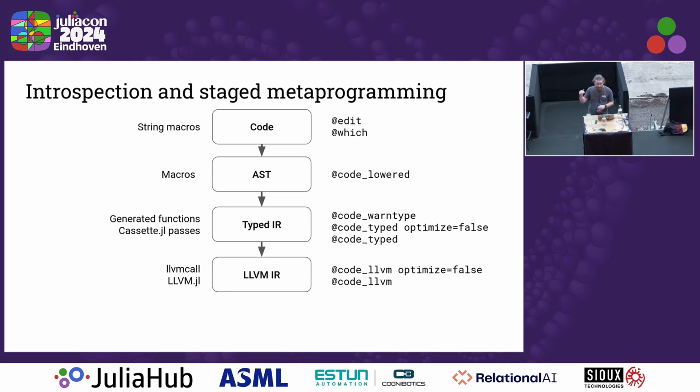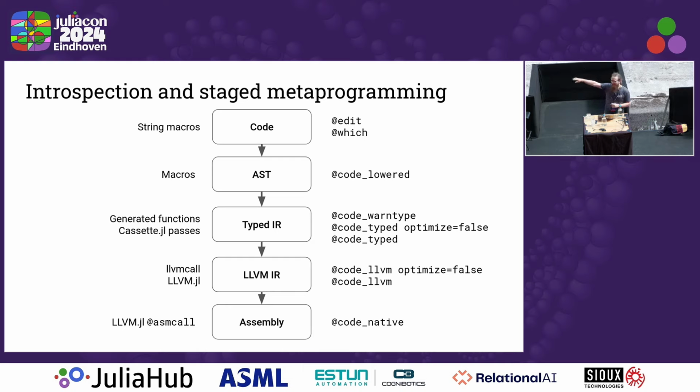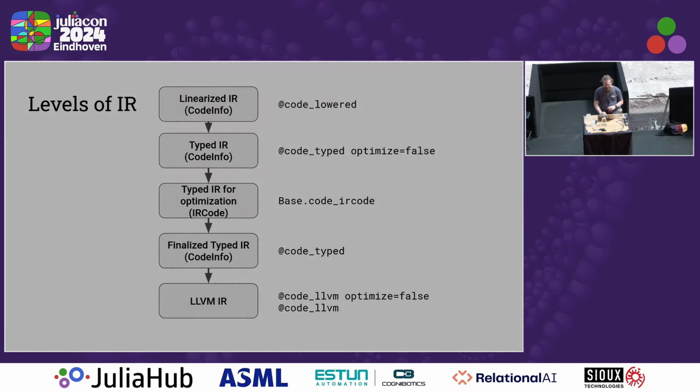And then at the LLVM level, we have LLVM.jl, so you can generate your own code because you're targeting this newfangled vectorized processor that nobody else has ever targeted before. And then at the very bottom, LLVM.jl actually provides asmcall. Please never use this. If you really need to use it, come talk to some of us before. Also, never look at code native. Always look at code LLVM. You don't have an Intel processor running in your brain, and the code is confusing anyway.